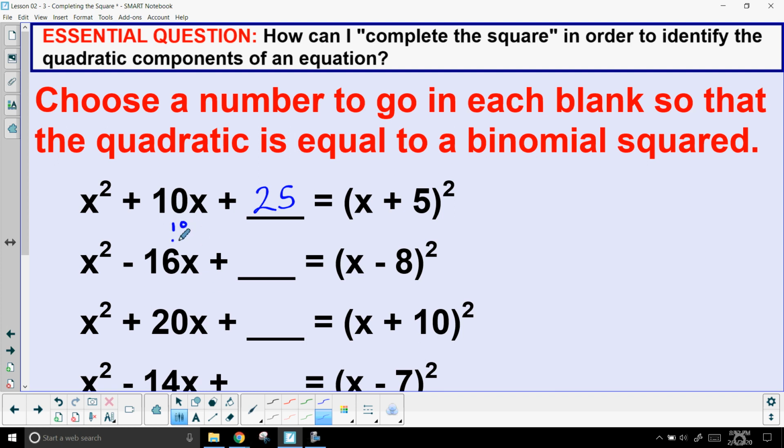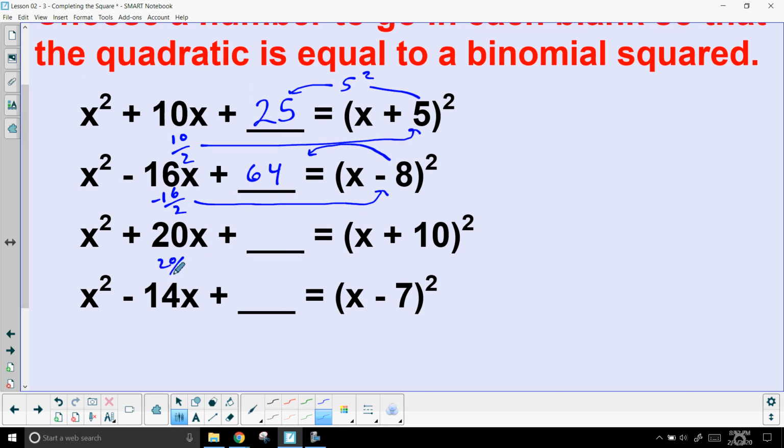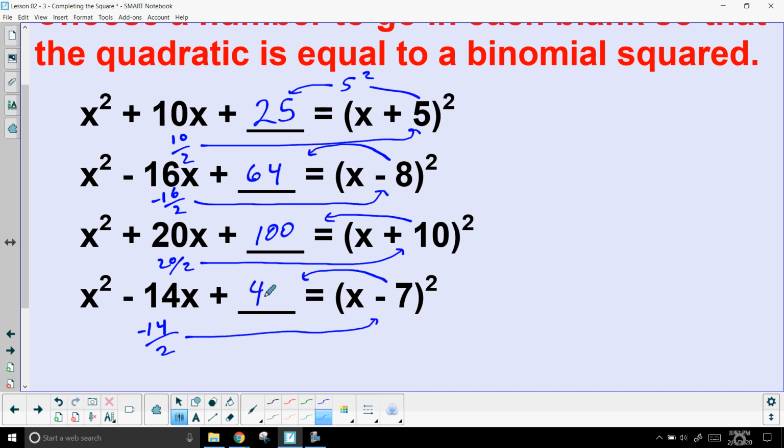Okay, again, notice this relationship. 10 divided by 2 gives us the 5. 5 squared gives us the 25. Again, negative 16 divided by 2 is negative 8. Negative 8 squared, 64. Keep going. Half of 20 is 10. 10 squared, 100. Negative 14. Half of that, negative 7. Negative 7 squared, 49.